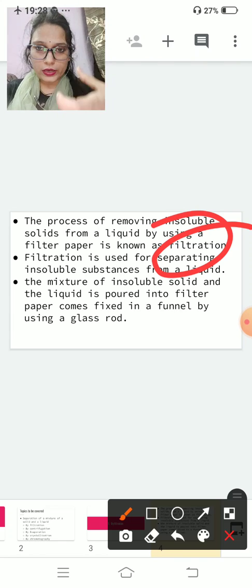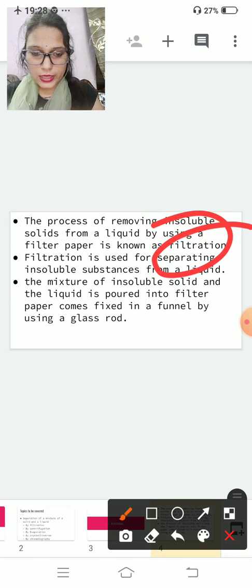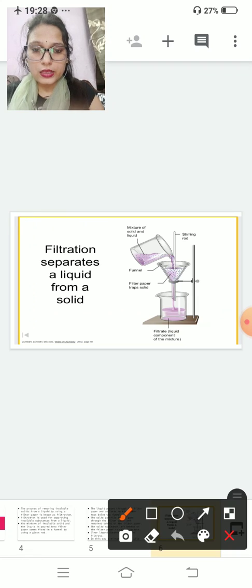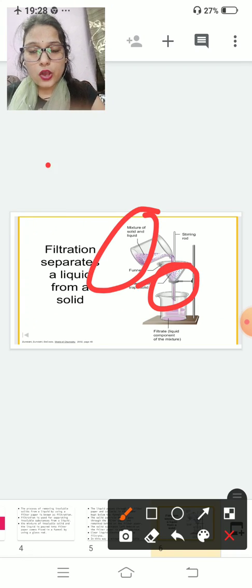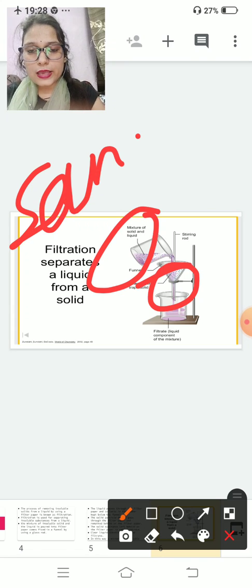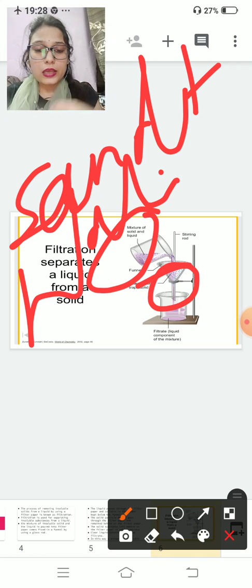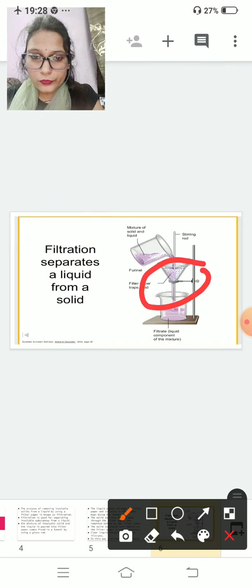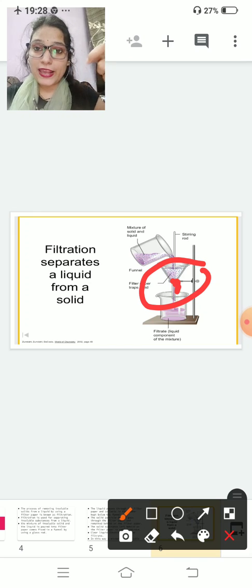You will take a funnel. You will put a filter paper inside that funnel, like this. This is your funnel and this is a mixture of solid and liquid. You can take sand and water. Clear? Now this is your funnel. Inside the funnel, have you seen this white color paper? This is your filter paper. You have to put the filter paper like this.